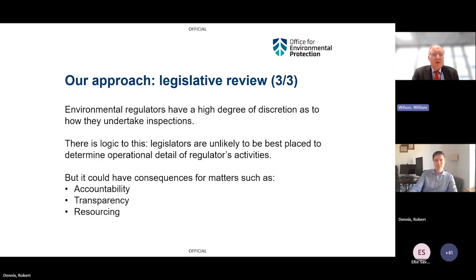What's happening with those sort of high-level general provisions is that environmental regulators are being given a high degree of discretion as to how they undertake inspections.